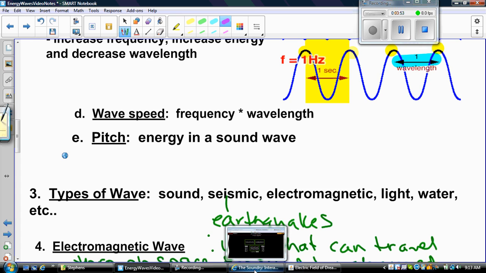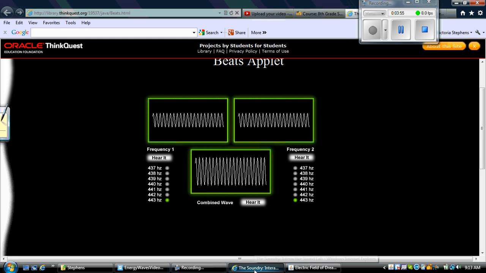So to give you an idea of pitch, if we take a look at these two frequencies, these are both sound waves. If we increase the frequency to the highest point on this app, notice how tiny the wavelengths are. So they have a lot of frequency. They have a lot of waves passing a given point. So they should have a lot of energy. So let's listen to the pitch.